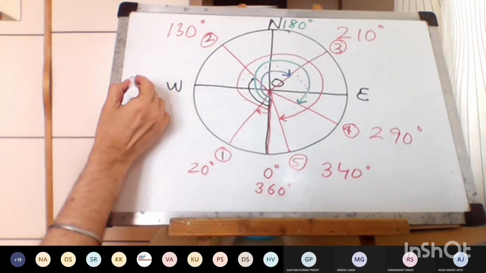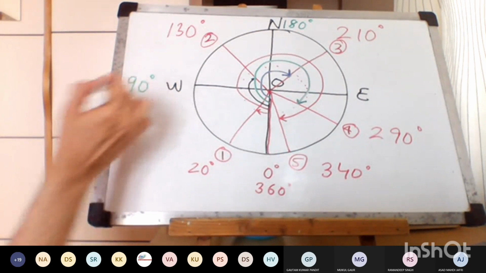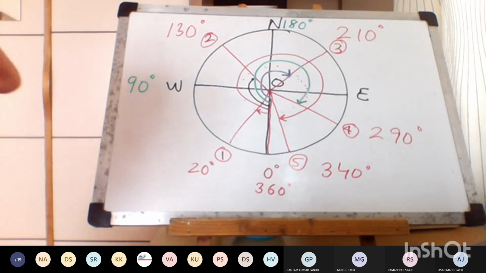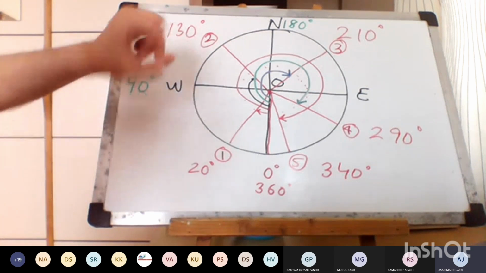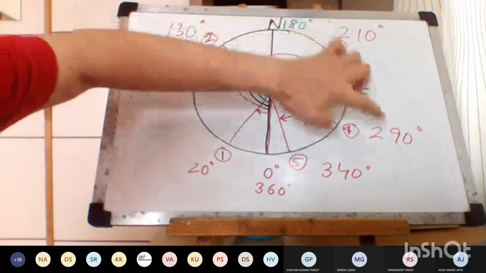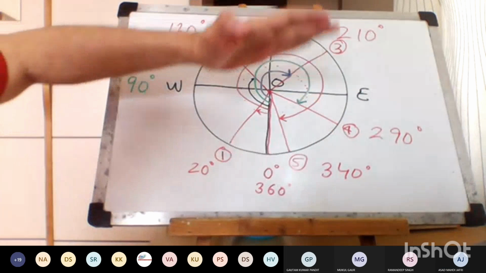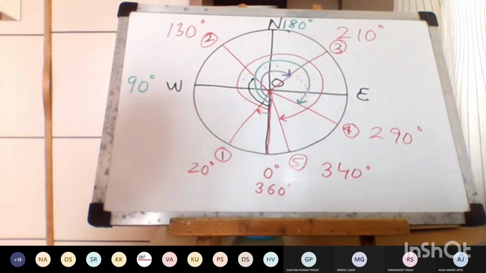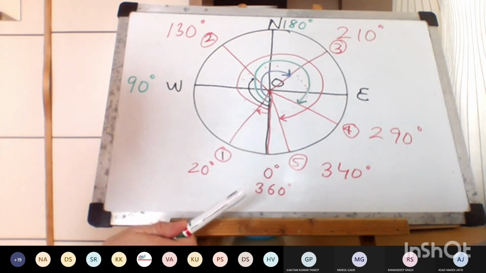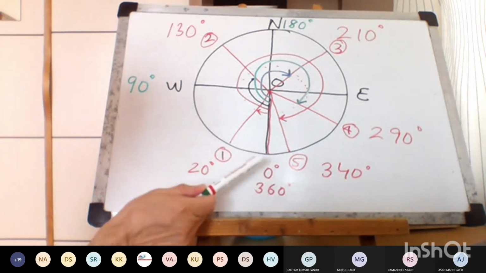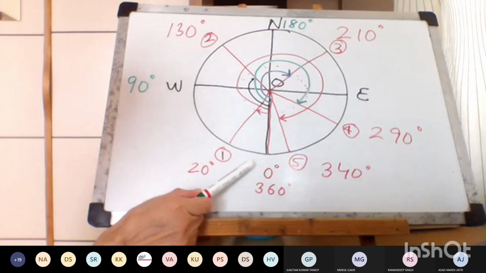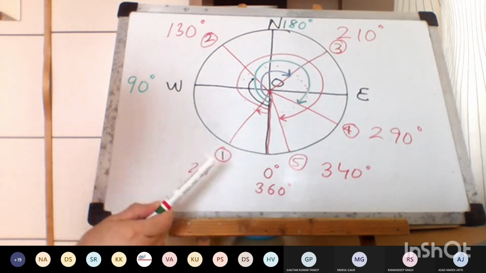What is the LHA when the body is facing west? 90 degrees. Yeah, if you have given me all these correct answers, 20, 130, 210, 290, 340, then it should not be difficult for you to understand what is marked in green. Yes? Because the local hour angle starts from the observer's meridian, which is 0 degrees over here. And it is to be measured westwards.